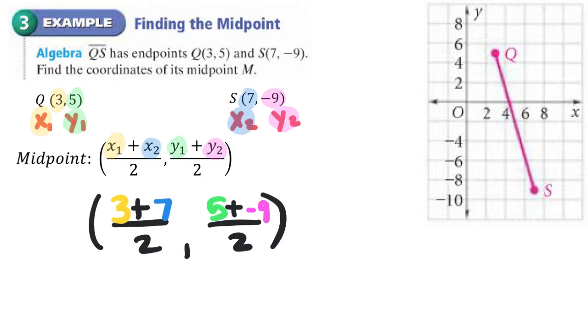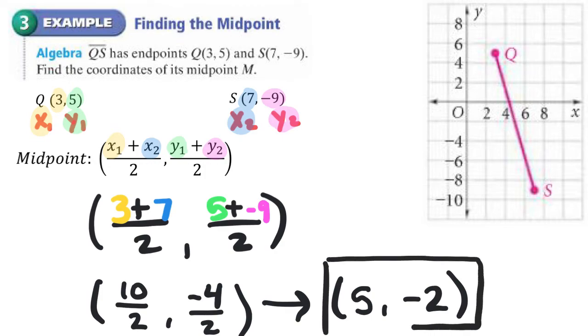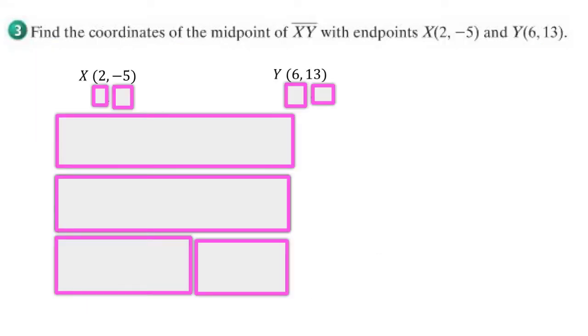Now we're just going to simplify to get our answer. So if I add 3 plus 7 that gives me 10 over 2. 5 plus -9 is -4 over 2. And then if I finish simplifying, 10 over 2 is 5, and -4 over 2 is -2. So your final answer should be 5, comma, -2. Pause the video and try this example on your own.